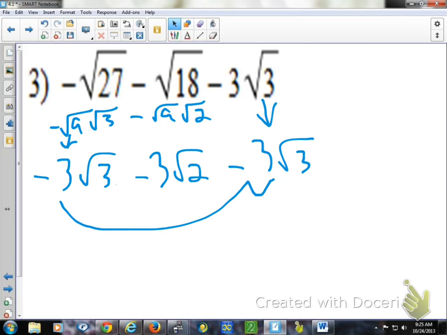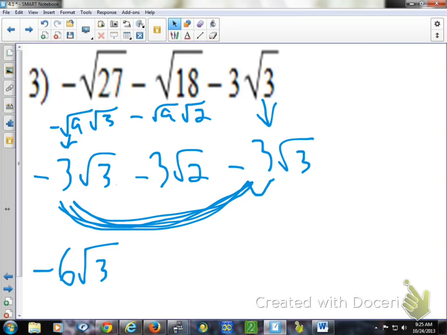Negative 6. You can do it on the calculator. Negative 3 minus 3 is negative 6. So it's negative 6 radical 3 when you combine these two. Those two are now combined. I had negative 3, minus 3 radical 3. That's right. Minus 3 radical 2. And that's as simple as you can get it.